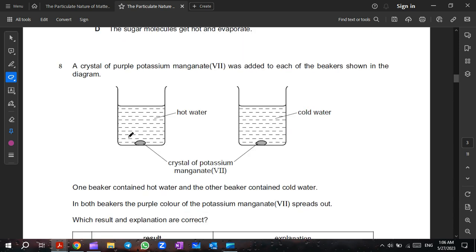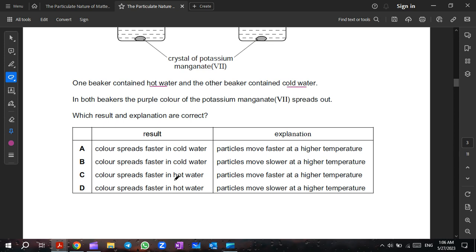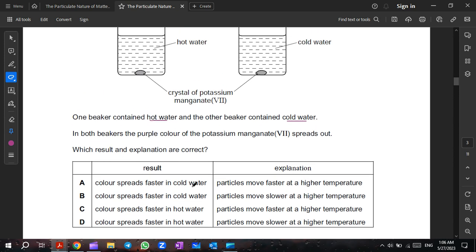Next question. A crystal of purple potassium manganate was added to each of the beakers shown in the diagram. So we have hot water and cold water. One beaker contains hot water and the other contains cold water. In both beakers, the purple color of the potassium manganate spreads out. Which explanations are correct? Color spreads faster in cold water. Color spreads faster in hot water. So I think color spreads faster in hot water. So C or D. Let's look at the explanation.